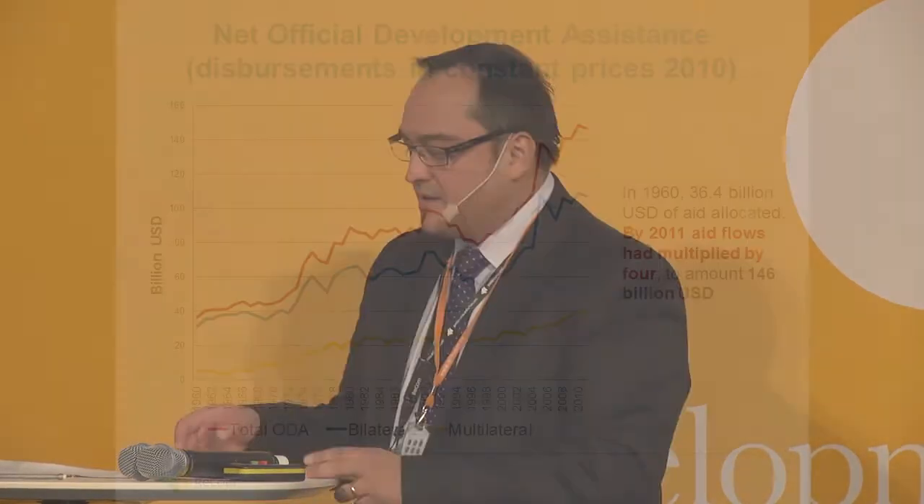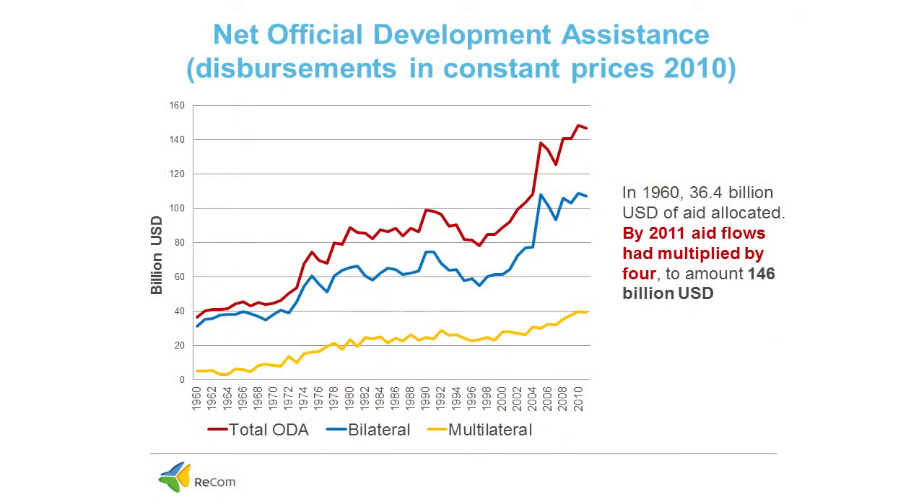If we see this graphic, you will see that in the red line, foreign aid has been increasing over time. And that reflects an important effort from the international community to allocate resources to developing countries. Aid has multiplied by 4 over the last 40 years. So it reflects a lot of efforts from the international community. Those efforts in many ways have been captured by the social sectors.